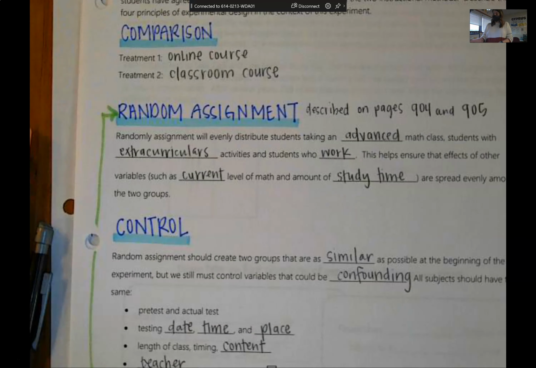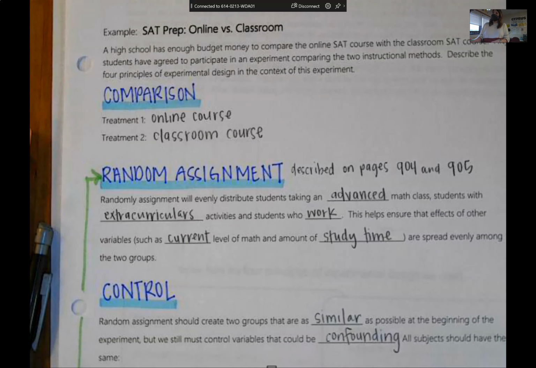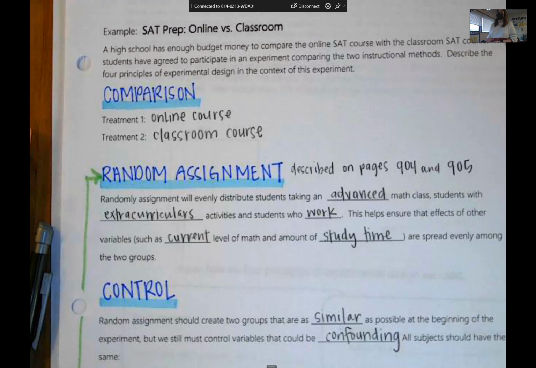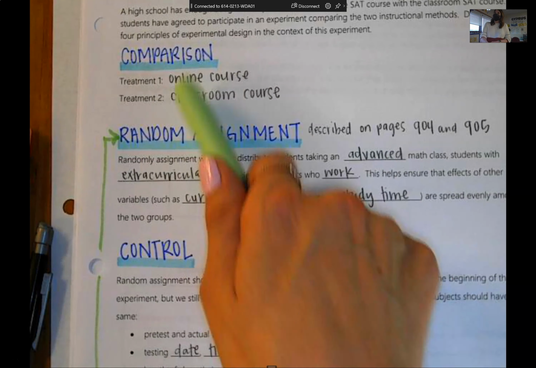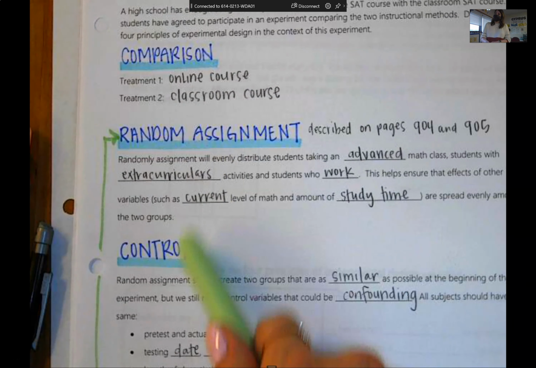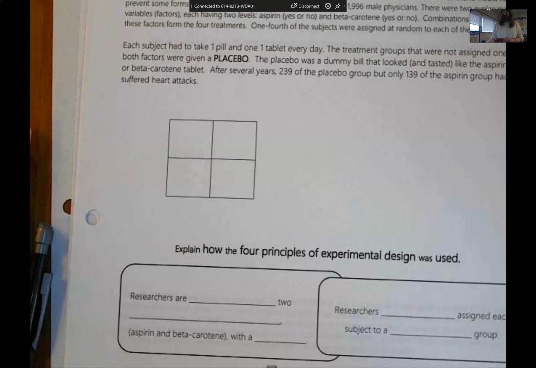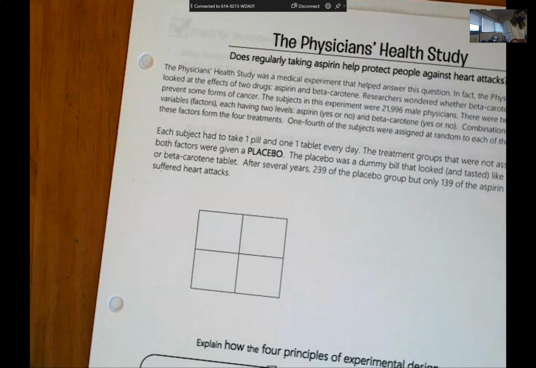Okay, so that's for our SAT prep class. We're going to look at one more example that's just slightly more complicated. It's the same idea though. We're going to look at the comparison, random assignment, control, and replication. So this has to do with the physician's health study. So this was a real study that was carried out.